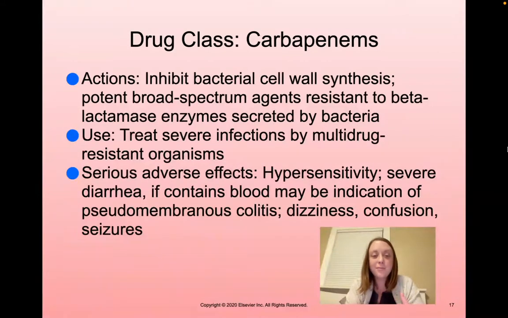Next, we have carbapenems. Carbapenems work by inhibiting bacterial cell wall synthesis. They're potent, broad spectrum agents that are resistant to beta lactamase enzymes that are secreted by bacteria. They're used to treat severe infections by multi drug resistant organisms. They have some pretty serious adverse effects, though. Hypersensitivity, severe diarrhea, especially if it contains blood, could be an indication of pseudomembranous colitis. Dizziness, confusion, and seizures can all happen with these drugs.